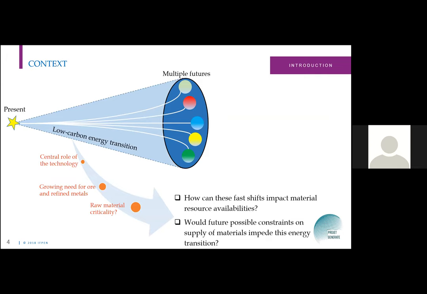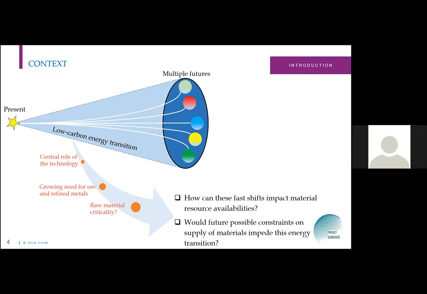As an introduction, as you know, multiple future trajectories have been analyzed in order to achieve a low carbon energy transition. Technology is generally considered to play a central role, but large uncertainties remain about the widespread diffusion of low carbon innovation. And what is given as a certainty with all decarbonization innovations is the increasing need for ores and refined metals. Indeed, many researchers consider that the current available material resources would certainly not be sufficient in a future driven by stringent environmental constraint and economic growth.